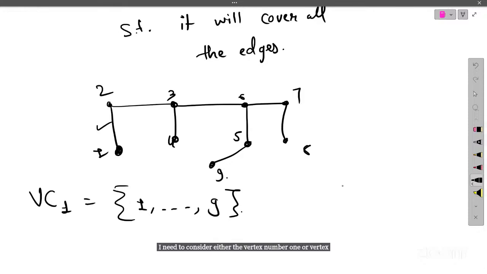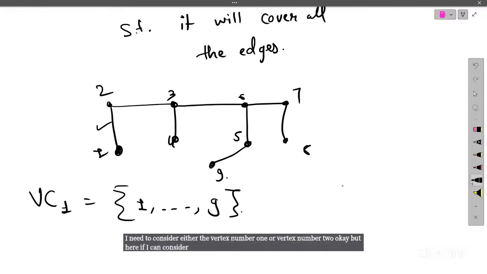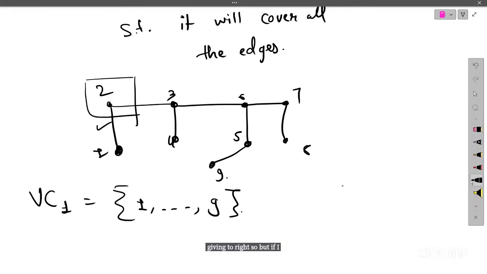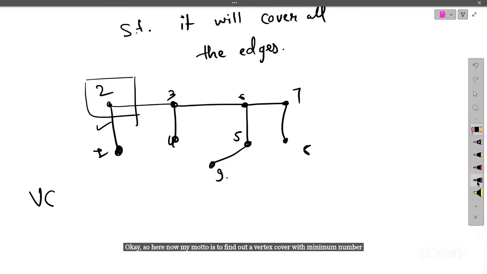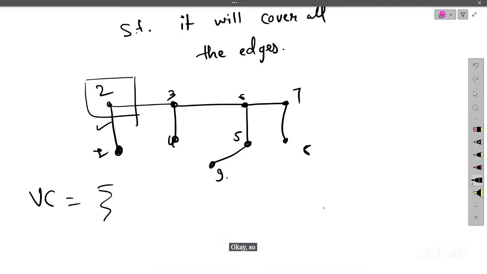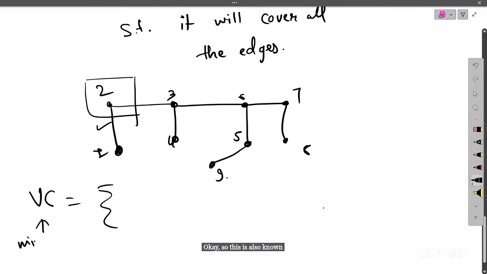But if I consider vertex number 1 in my vertex cover, then only this edge will be covered. There is nothing extra that vertex number 1 gives me, right? But if I consider vertex number 2 instead of vertex number 1, now my motto is to find a vertex cover with the minimum number of vertices. This is also known as the minimum vertex cover, with the minimum number of vertices.